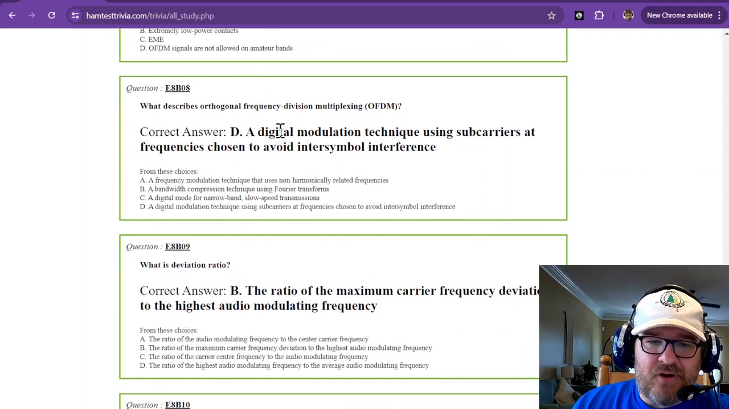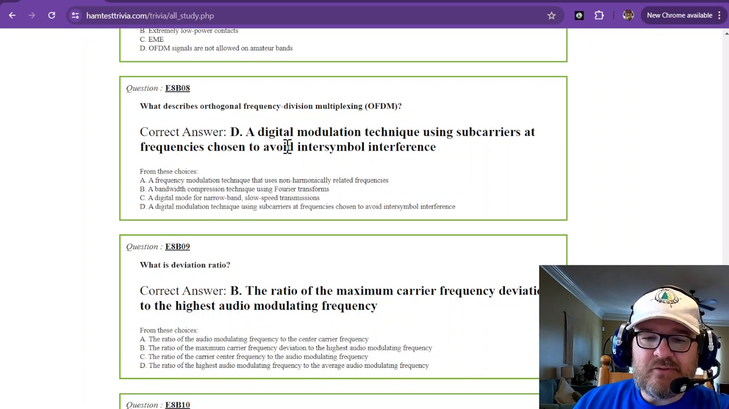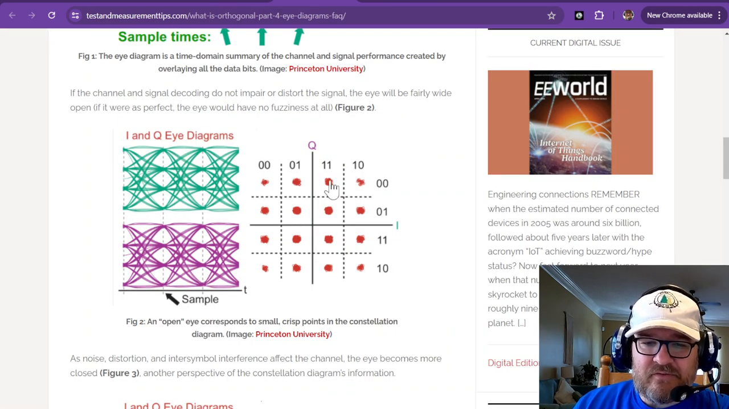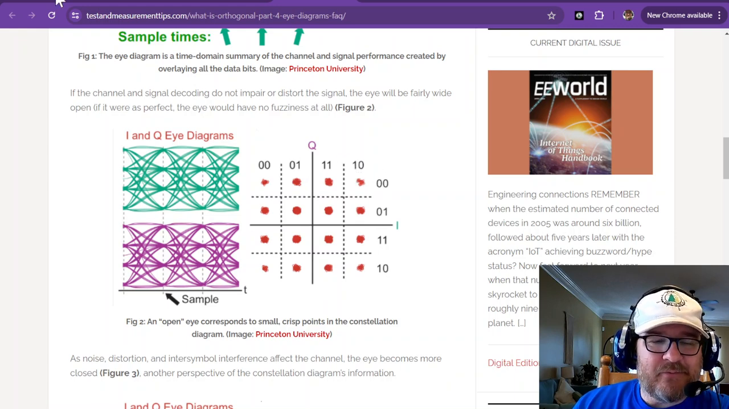Number 8, what describes OFDM or orthogonal frequency division multiplexing? And that is a digital modulation technique using subcarriers at frequencies chosen to avoid inter-symbol interference. And these are inter-symbols right here. So you don't want something that's going to be too close to the next one. And that's why you see these little circles here, or groups, these are your shot groups, so to speak, that is how it determines what the binary data is going to be from these digital signals.